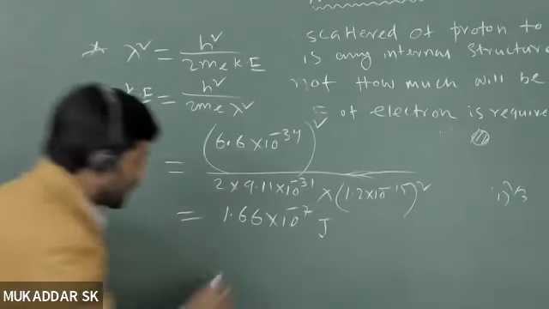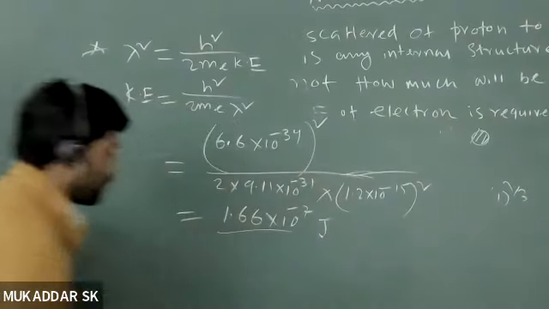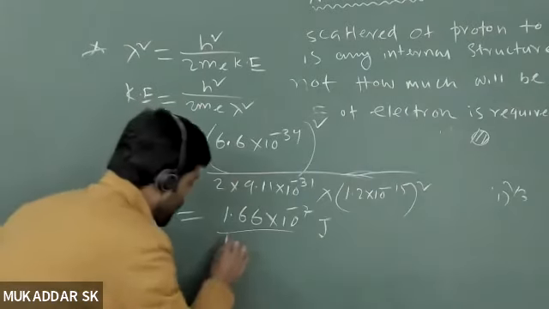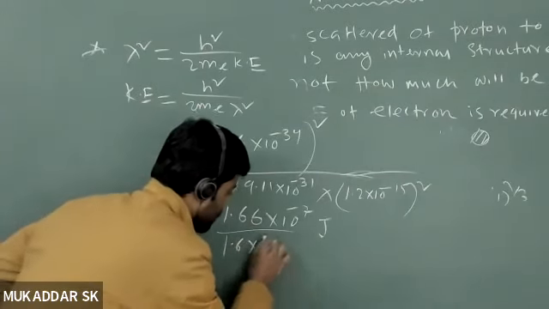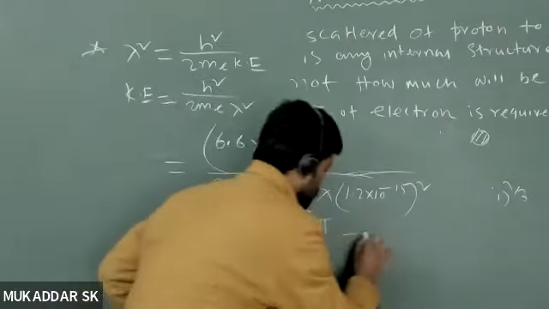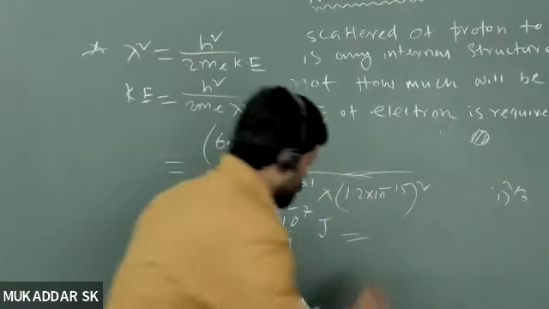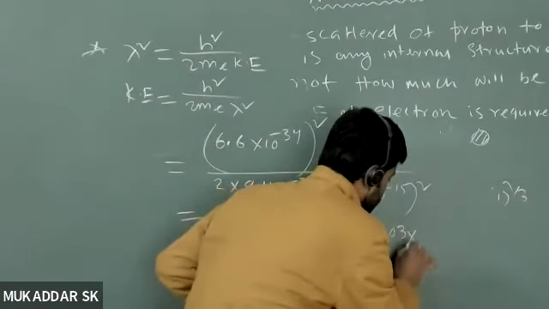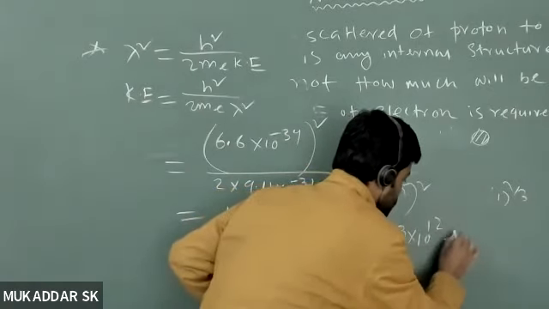Now I can convert this unit into electron volt. So what I'll do, I'll just divide by 1.6 into 10 to the power minus 19. So if you solve it, basically you'll get 1.03 into 10 to the power 12 electron volt.